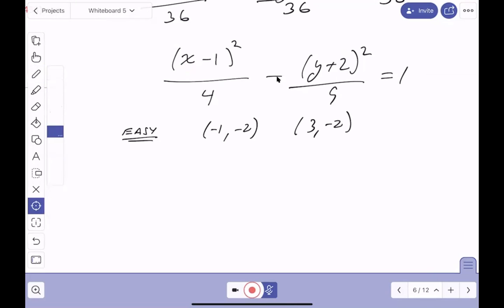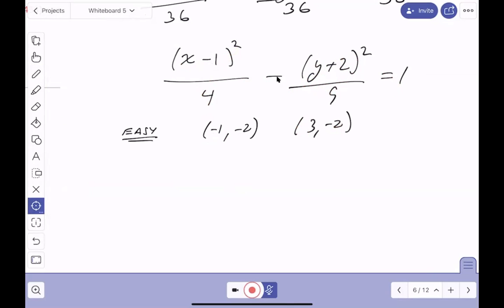Let me go through that with you. Minus 1 minus 1 is minus 2. Square, it's 4. 4 divided by 4 is 1. Minus 2 over here makes it disappear. Of course, you get the 1. Let's try the 3. 3 minus 1 is 2. 2 squared is 4. 4 divided by 4 is 1. If y is minus 2, this would be 0. You get the 1. These are 2 easy points.